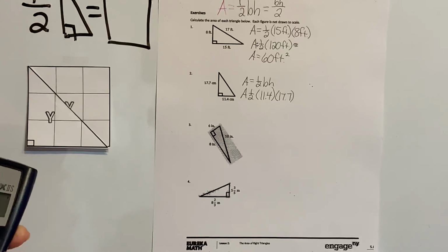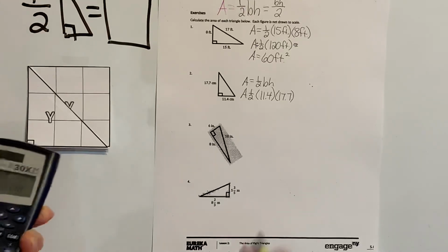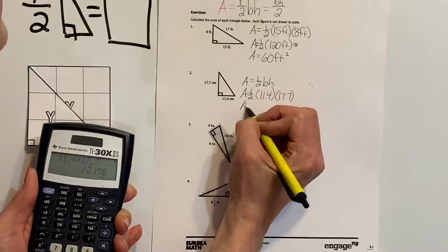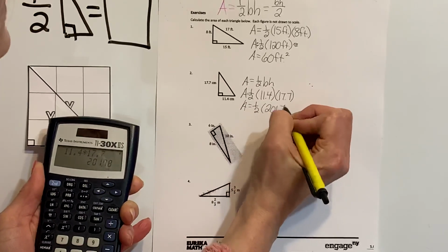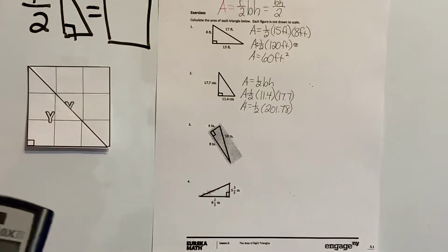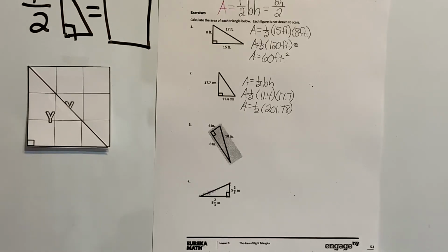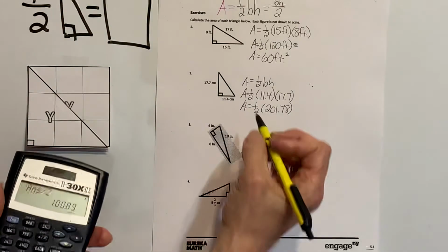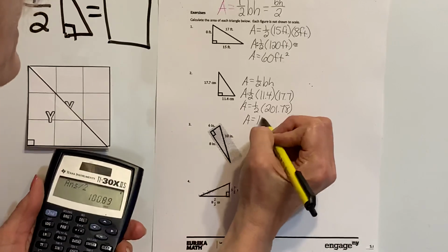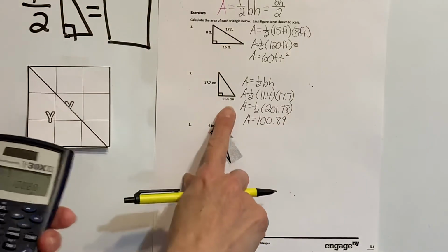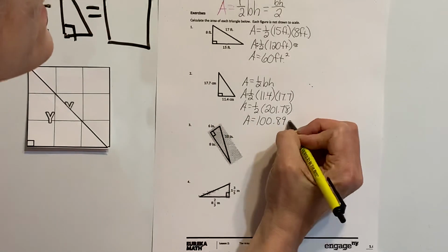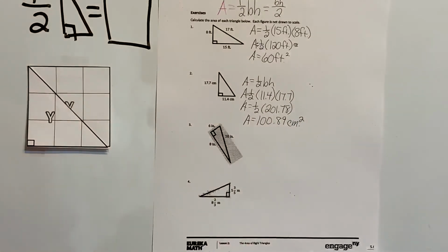201 78 tenths. So I've got area is half of 201 78 tenths. So then I divide that in half and I get 100 89 tenths. So the area is 100 89 tenths. Now I have to look back up here at my measurement, centimeters squared. All right.